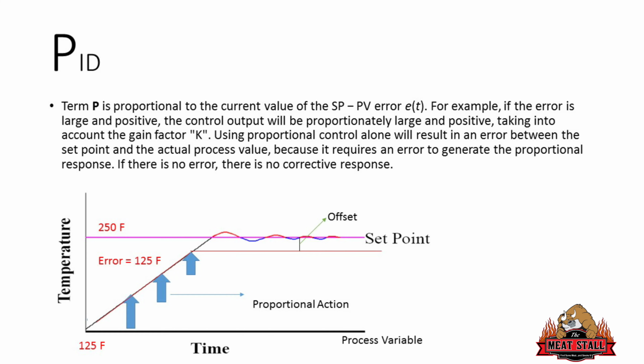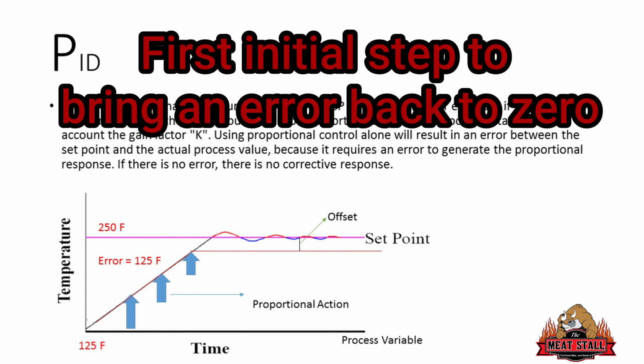When it first notices that there is an offset, look at the blue arrows, it's going to apply the big step, because it said, hey, 125 is what I got, 250 is what I need. So it's going to provide that big step. And as it slowly gets closer to the set point, it gets smaller and smaller. So basically, the P function in PID takes an error between your process variable and your set point, whether it be increase or decrease, because sometimes you may want to go down, and it's going to go proportional to the amount of error.